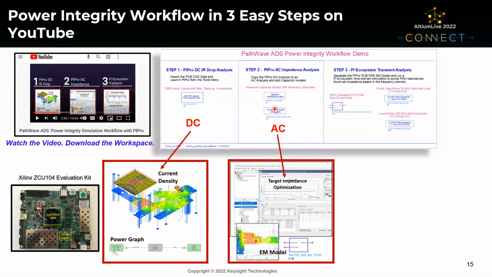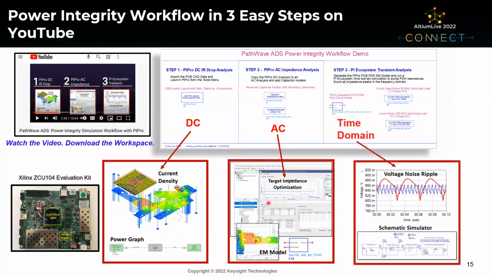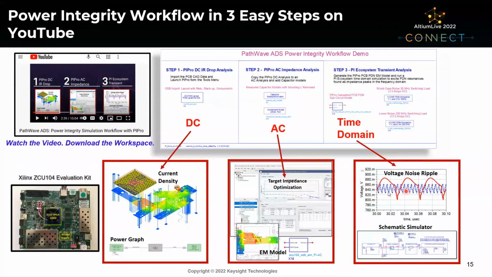We can make sure that we have accurate models for the capacitors. We can optimize the capacitors. We can analyze that impedance and verify that we're meeting the target that we desire. And then we can export that PCB PDN EM model to a schematic, and we can then connect it to our VRM, our package die model, and also create a dynamic load for it. And here you can see we created a dynamic load that we can change to 30 megahertz or 200 megahertz.